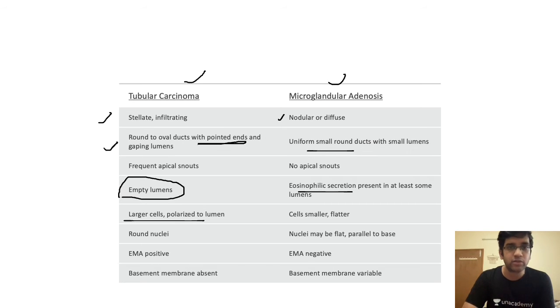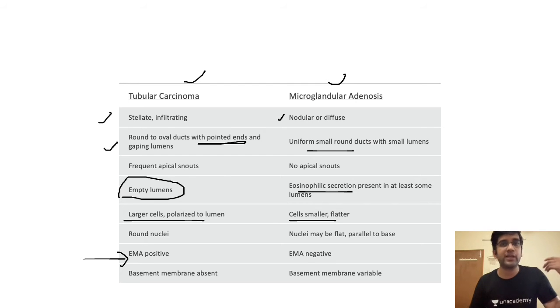And the cells, as you know, the pleomorphism and everything. EMA will help me a lot when I go for IHC. EMA positive is tubular carcinoma, EMA negative is microglandular adenosis. I'm not a person who relies more on ER, PR and HER2, because that might only sometimes confirm my diagnosis. But EMA is going to be completely positive in tubular carcinoma. EMA will be pitch dark negative in my microglandular adenosis.